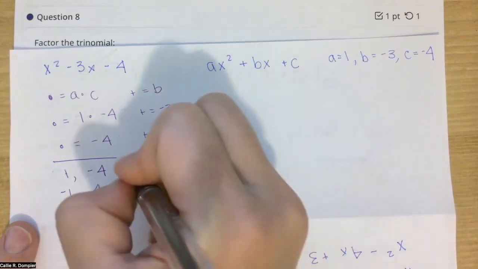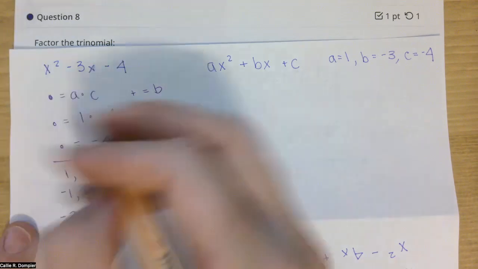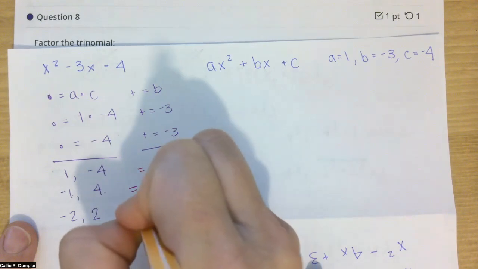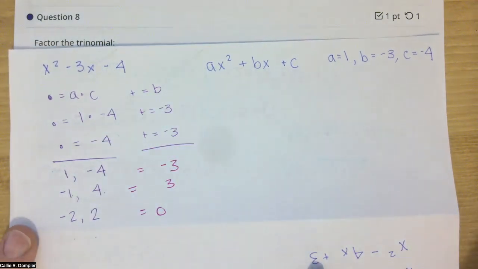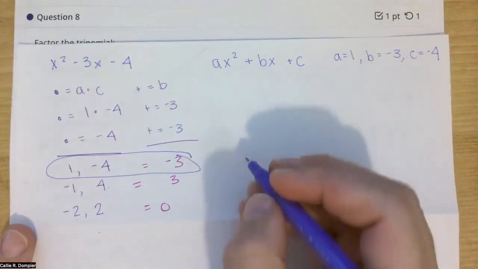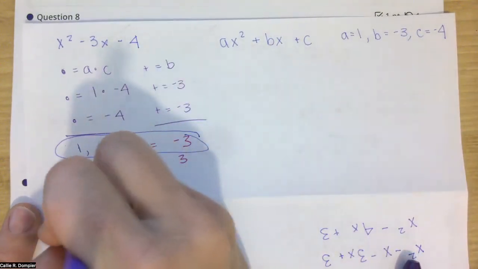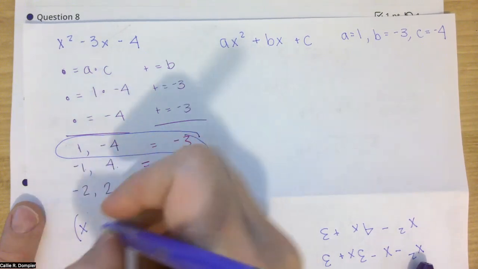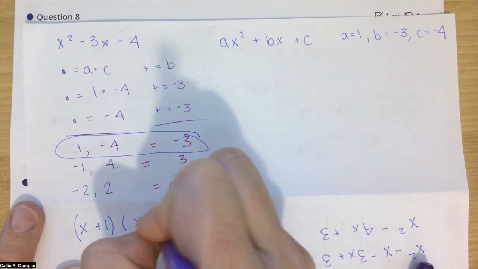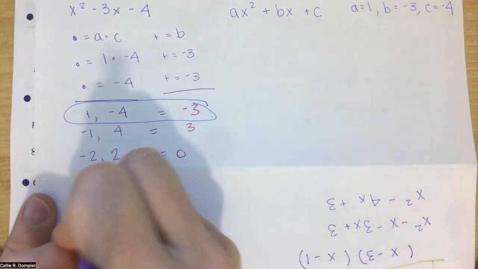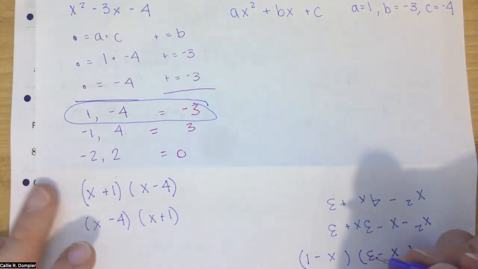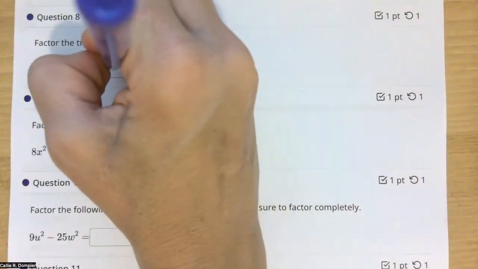Do any of them add to equal -3? -4 and 1 equals -3. -1 and 4 equals +3. That equals 0. Which one do we want? We want -3. Okay, so our final answer is x plus 1, x minus 4. You're also welcome to write it as x minus 4 times x plus 1. Good? X minus 4 times x plus 1.